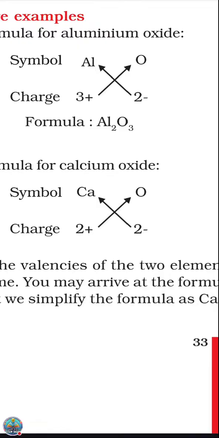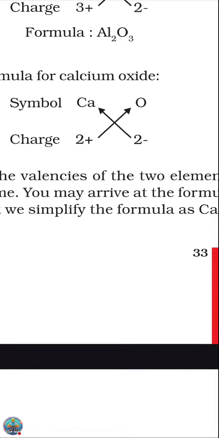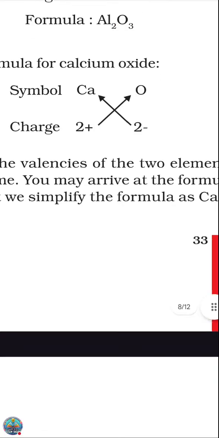Now next one, calcium oxide. Calcium valency is 2, oxygen valency is 2. So when the numbers are multiples, if they can get cancelled, we'll cancel and simplify them. So here both the 2s will get cancelled. So the formula of calcium oxide will be CaO.